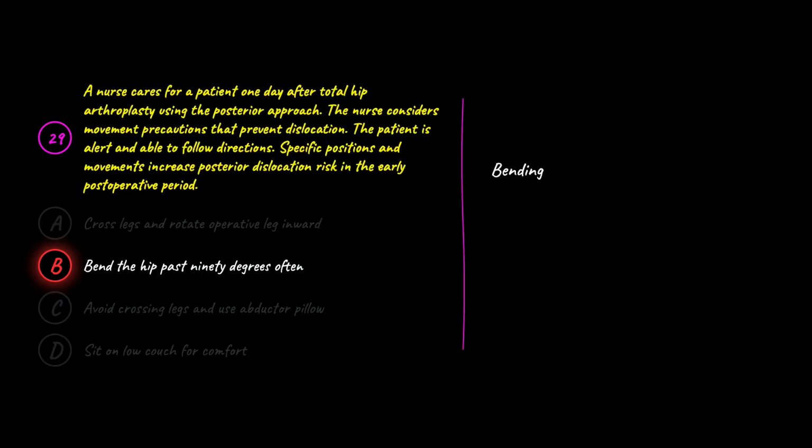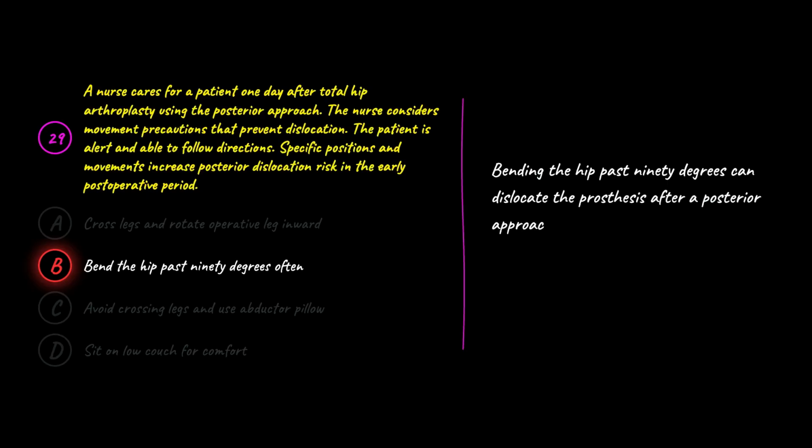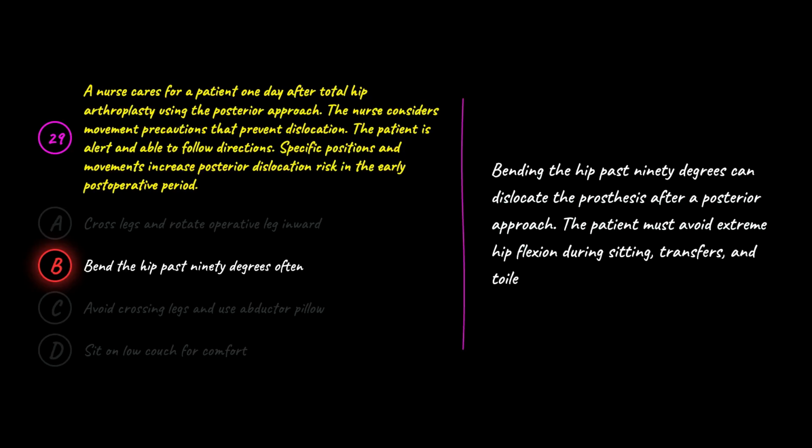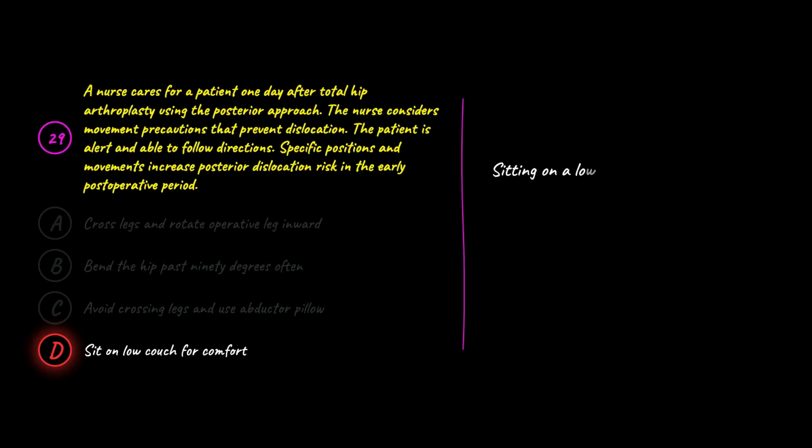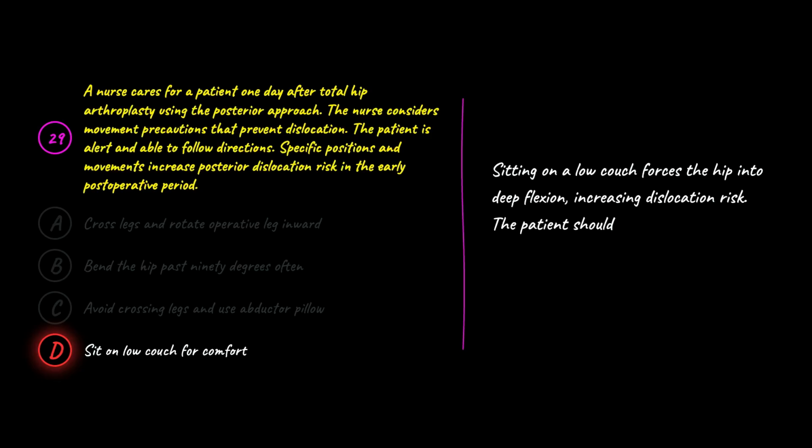B is wrong because bending the hip past 90 degrees can dislocate the prosthesis after a posterior approach. The patient must avoid extreme hip flexion during sitting, transfers, and toileting throughout the early healing period. D is wrong because sitting on a low couch forces the hip into deep flexion, increasing dislocation risk. The patient should use a higher chair with arms to keep the hip below the recommended flexion limit during healing.